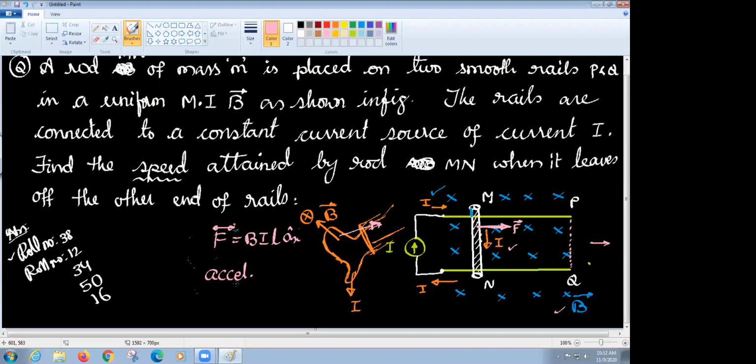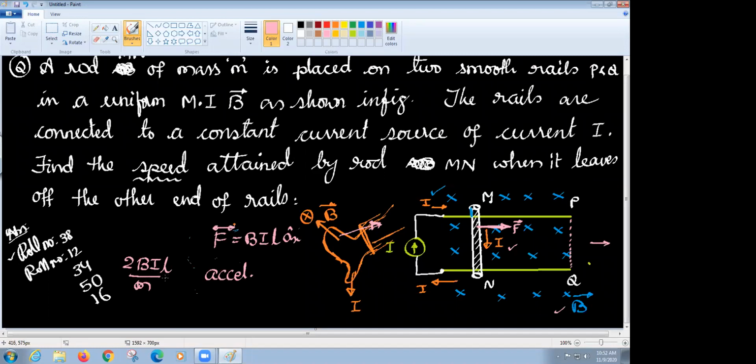Sir, I got the answer. What is the answer? I got root over 2BIL by M, into capital L. What is capital L there? Sorry, it's root over 2BIL by M, with small l. Yes, sir. Root over 2BIL by M.